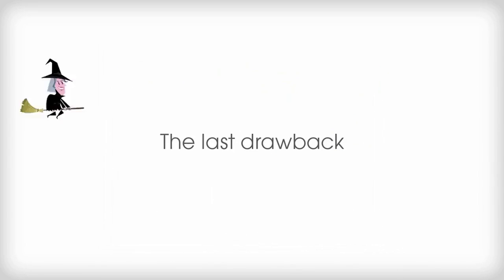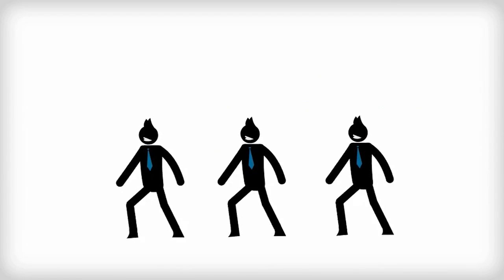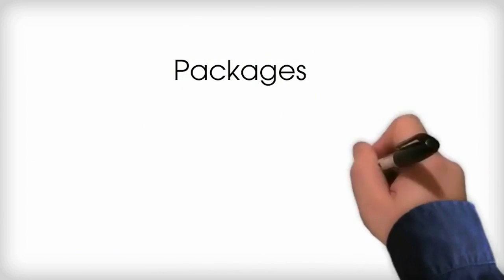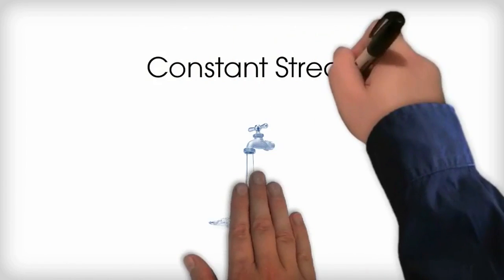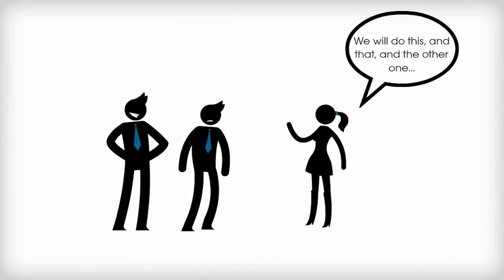And finally, we have the last possible drawback, which is incomplete work. In Scrum, there are several ongoing tasks at any given point in the sprint. A Scrum board shows this clearly. So we can say that in Scrum, features are delivered in packages, while in Kanban, features are delivered in a constant stream. If in Scrum the estimate task and create sprint backlog processes have been done accurately, only those tasks that can be completed in a sprint are selected and committed to.